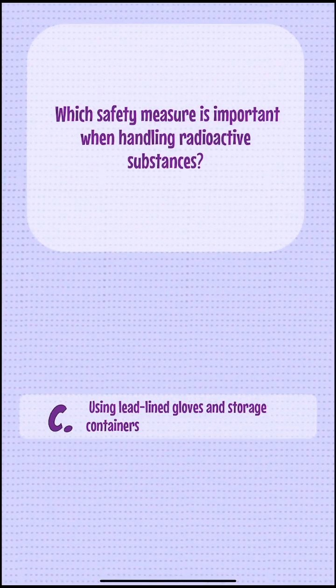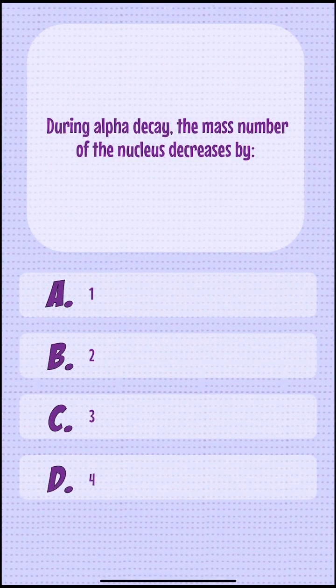So that's the best thing to do. During alpha decay, the mass number of the nucleus decreases by... Okay, let's have a vote here, guys. Let me know what you think the answer is and tap on the screen a few times. Think about this. There's two possible answers here that people will get confused with and probably make a mistake. So the mass number of the nucleus decreases by, what do we think?